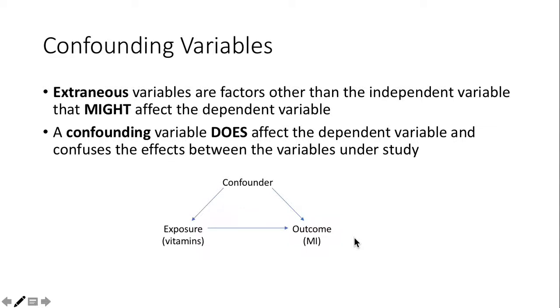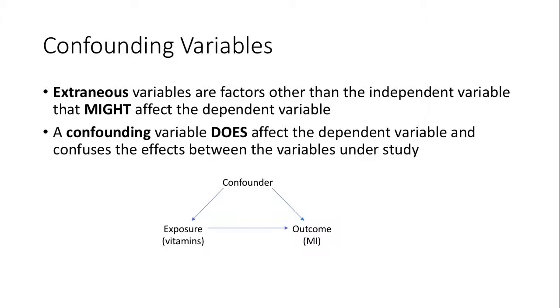Other concepts that we've talked about before are confounding variables. You can have extraneous variables, which are factors other than the independent variable that may affect the dependent variable. And a confounding variable confuses the effects between the variables that are under study.